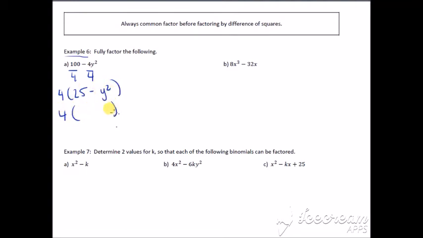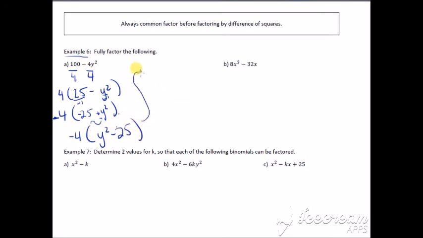So it's okay that these two are a little backwards. Usually we're dealing with the variable in the front and then the constant in the back, but that's okay. What we'll actually do is we'll pull out that negative sign. Let's pull that out first, okay? So if we pulled out a negative 1, we're going to get negative 25 plus y squared. But let's just rewrite this and flip it. We get negative 4 times y squared minus 25.